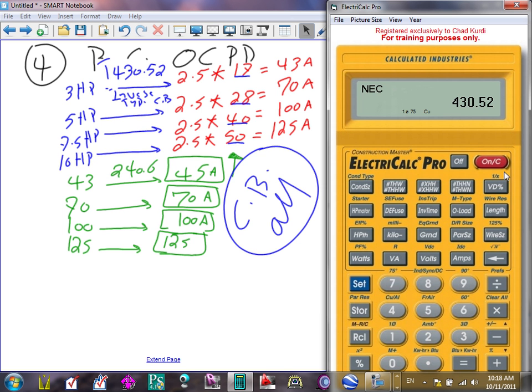Okay, let's do that for the 5 horsepower. One more time. Here's 5 horsepower. Hit the horsepower. I want a dual element time delay fuse. Hit this. Here's your dual element time delay fuse: 49. I need a circuit breaker. Hit the circuit breaker: 70. I changed my mind. I need a non-time delay fuse.